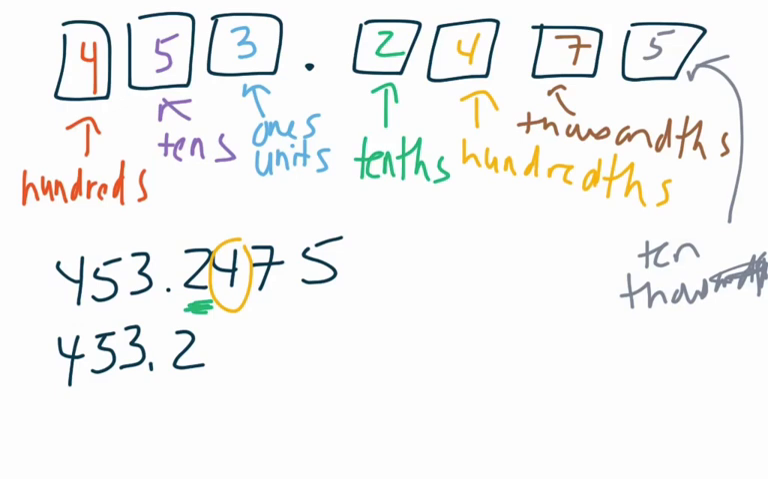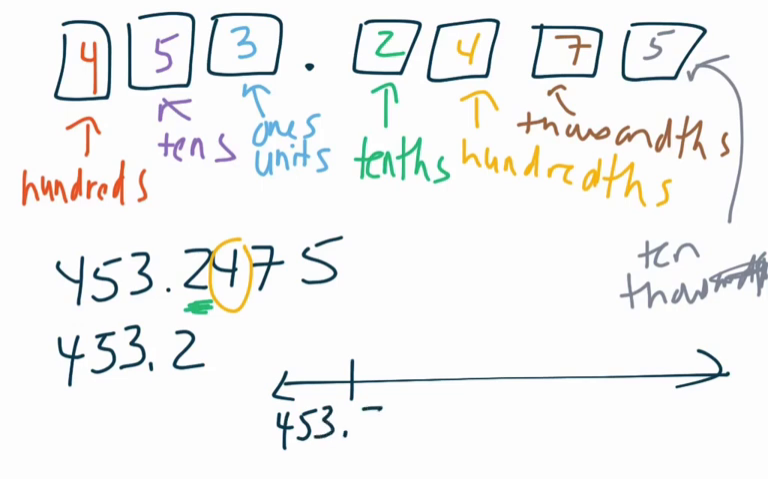If we were to put this on a number line, you would have 453.2, and then you have 453.3, and then our number is 453.24. So 453.24, that's the only digit you look at. You don't look further, and that's going to be closer to the 453.2 than to the 453.3. So that's essentially what you're doing.